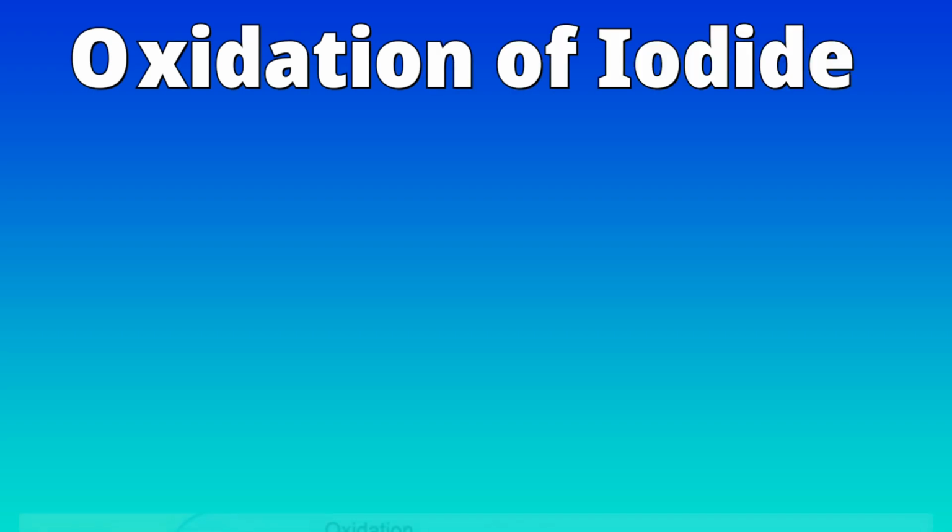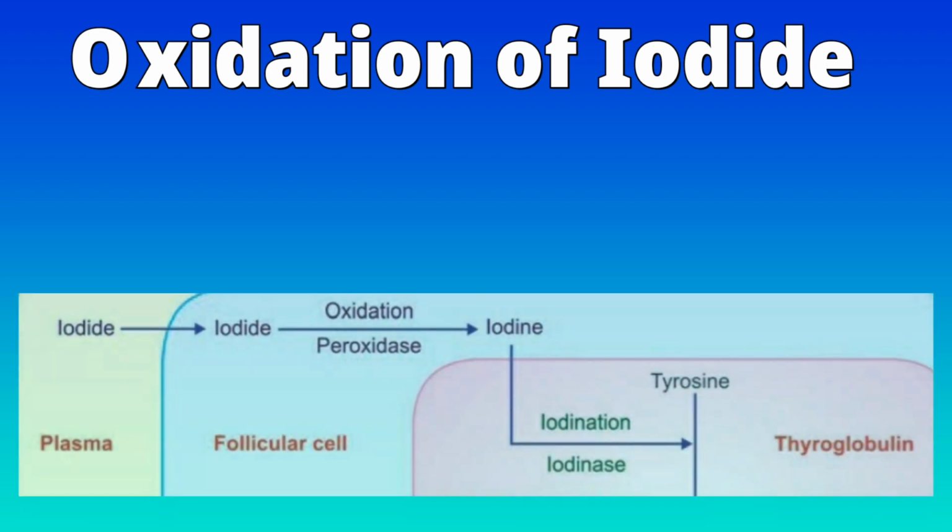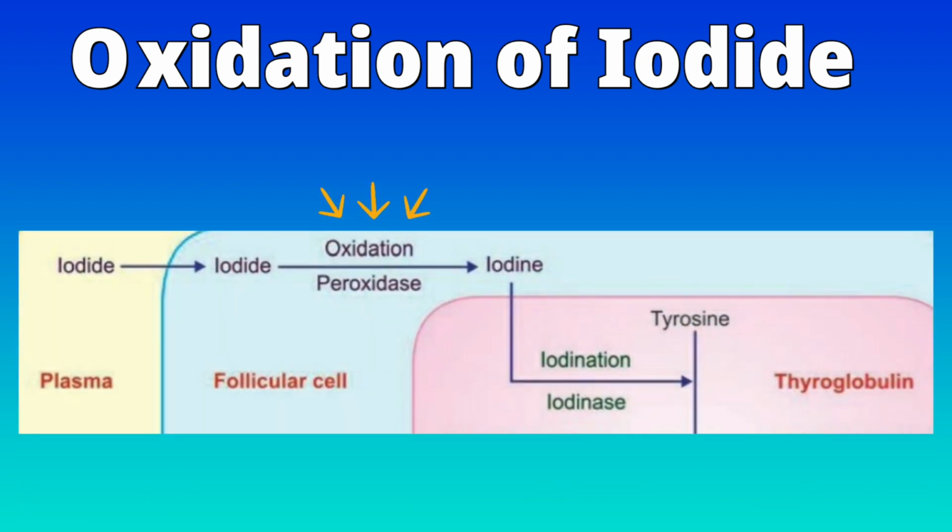Third stage is oxidation of iodide. Iodide must be oxidized to elementary iodine because only iodine is capable of combining with tyrosine to form thyroid hormones. The oxidation of iodide into iodine occurs inside the follicular cells in the presence of thyroid peroxidase. Please note that thyroid peroxidase enzyme is essential for the proper functioning of thyroid gland. Why? Because absence or inactivity of this enzyme stops the synthesis of thyroid hormones.